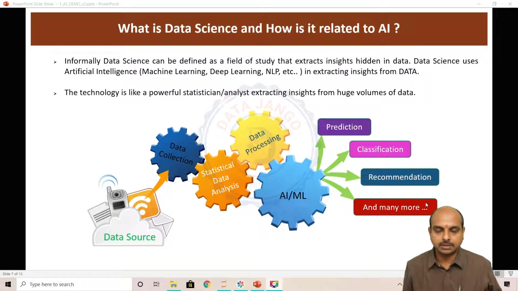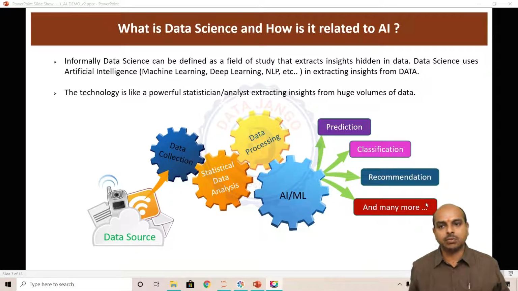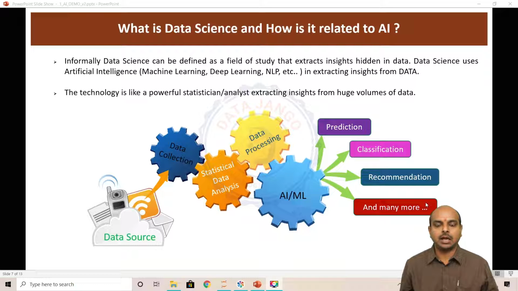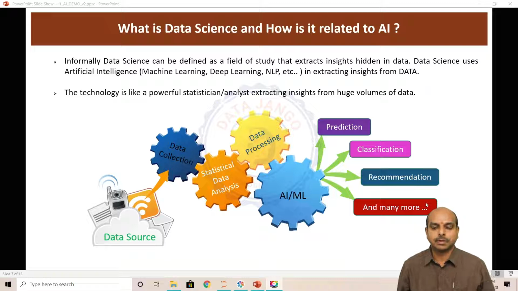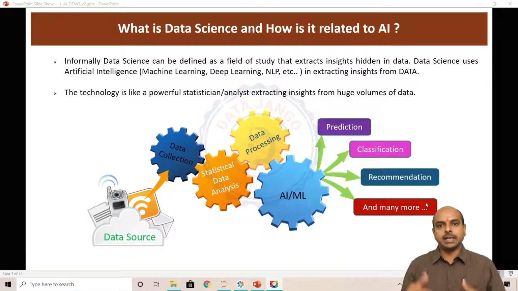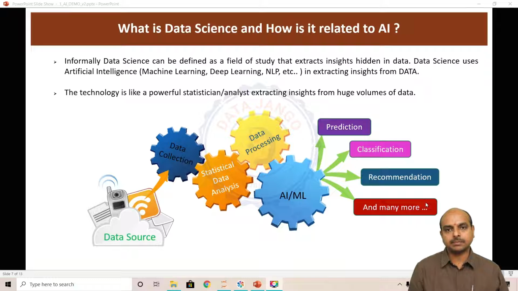Hello and welcome back. Let us try to understand what is data science and how is it related with AI and what are all the different fields involved in data science. In data science, we take data and try to understand patterns. Or in AI, we take data and understand patterns.